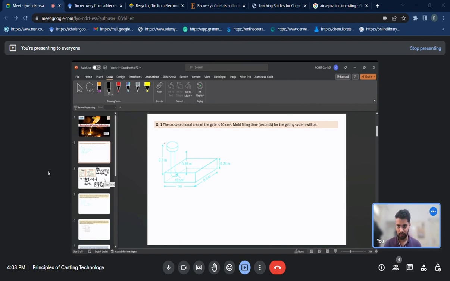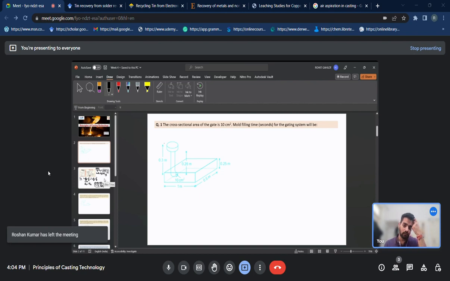So first, this is problem number one. There is one figure given, and the cross section area of the gate is 10 centimeter square, and then we need to calculate the filling time for the gating system.